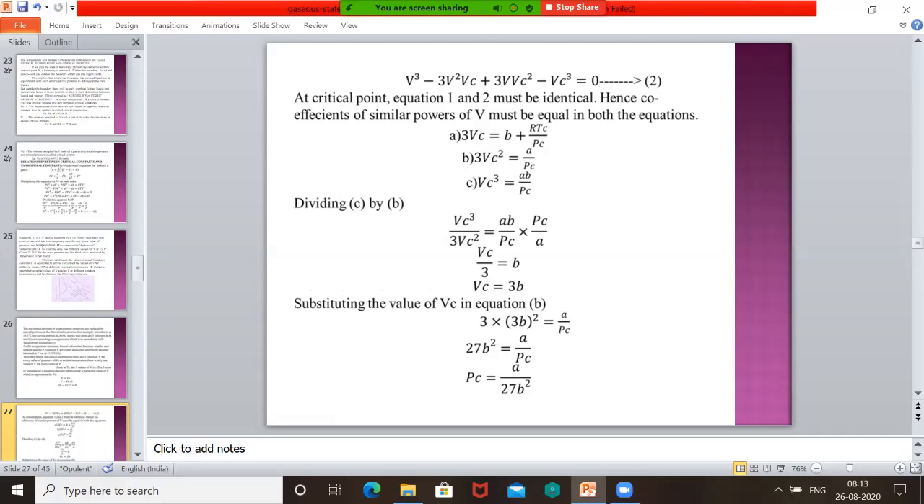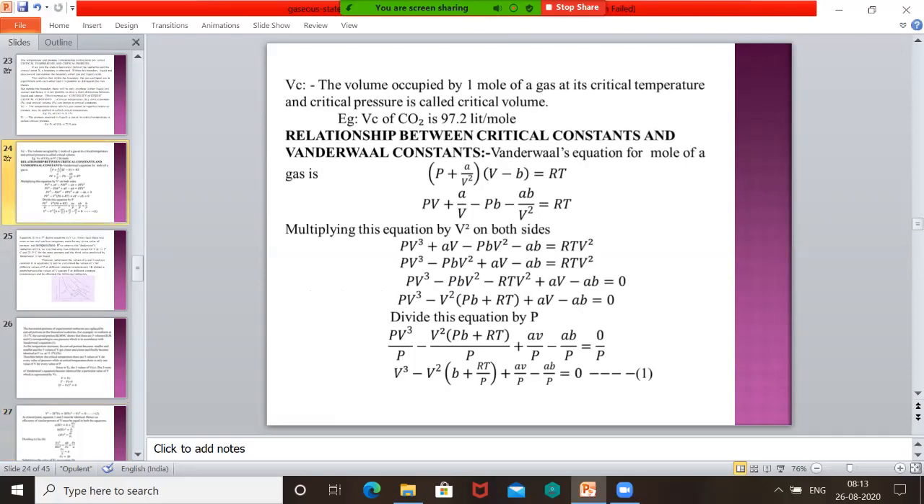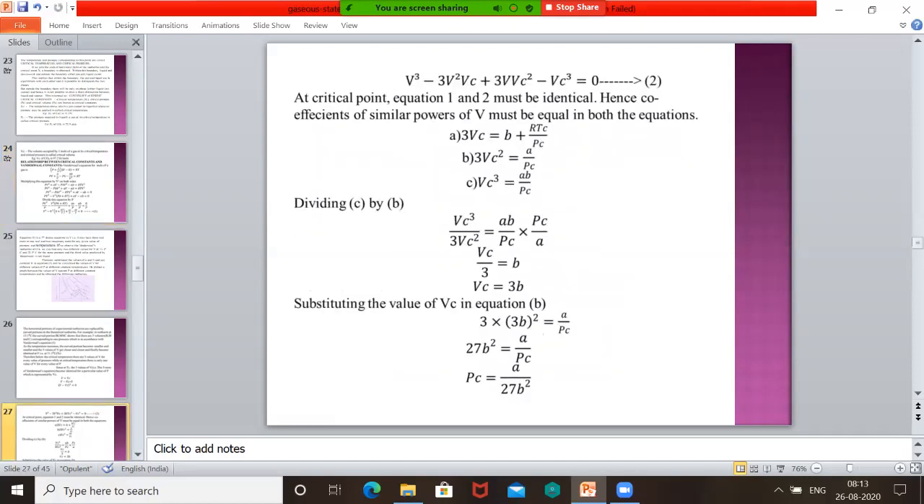What we have seen in the first equation, that is the Van der Waals equation after expanding, V³ − V²(...), is similar to this equation. And we are equating coefficients now. Here V³ is common. Here 3Vc is equal to b + RTc/Pc. Why are we writing Tc? Because at temperature Tc, the pressure is Pc, the critical pressure. And here the coefficient of V is 3Vc². What was the coefficient here? a/Pc.